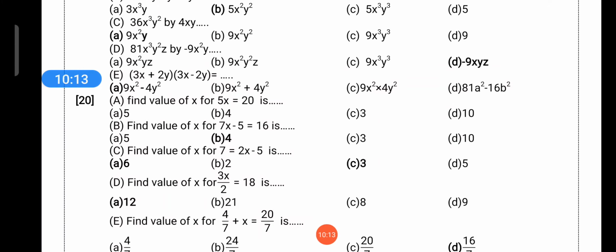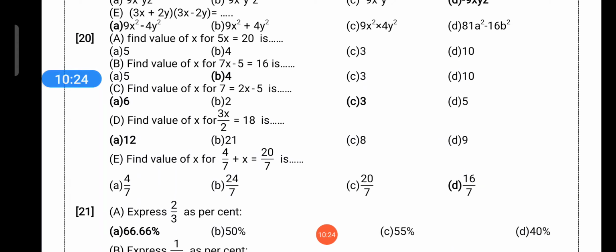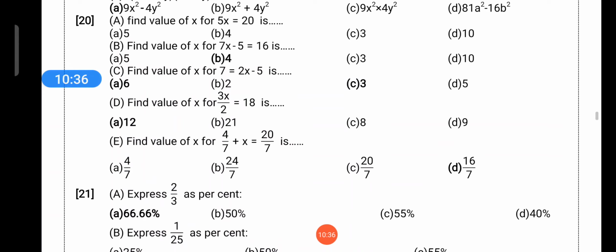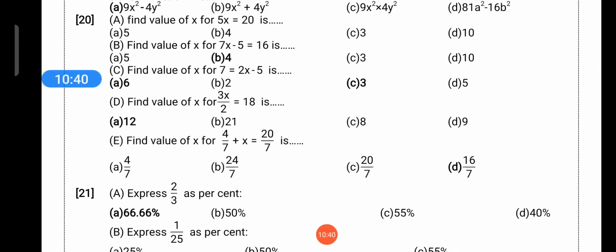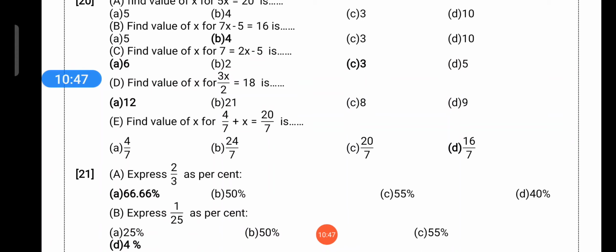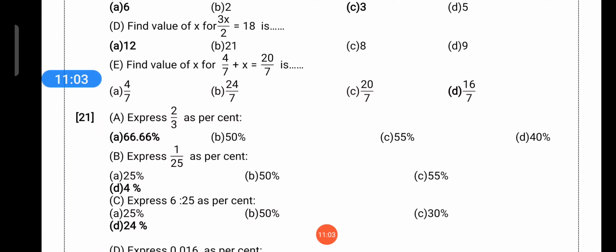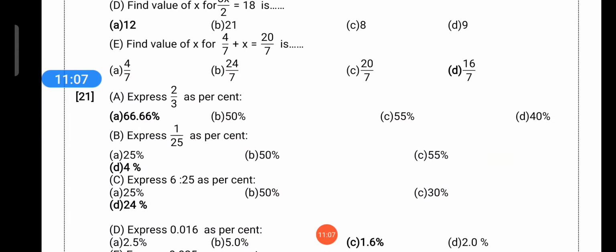Here just do some correction. Find the value of x for 5x = 20, answer is B, 4. Then come to question B. Find the value of x for 7x minus 5 = 16, answer is 3. Please do the correction, answer is 3. That is option C, answer 3. Come to question C. Find the value of x for 7 = 2x minus 5. The answer is 6 instead of 3, so consider only one answer, A, 6. Now D, 12 answers, and E, 16 upon 7, answer is D.